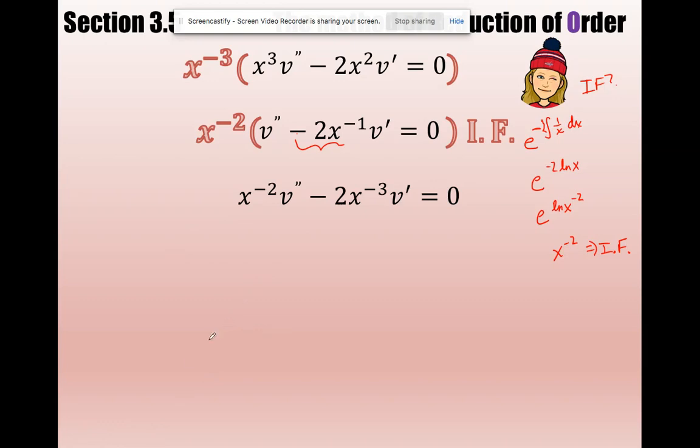This is the product rule. What is the product rule of x to the negative 2 times v prime? Take a double check, make sure that's right. What would the derivative of x to the negative 2 v prime be? v double prime times x to the negative 2, and v prime times the derivative of x to the negative 2, which is negative 2x to the negative 3. So that's what I have there.